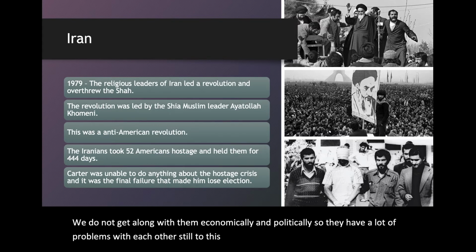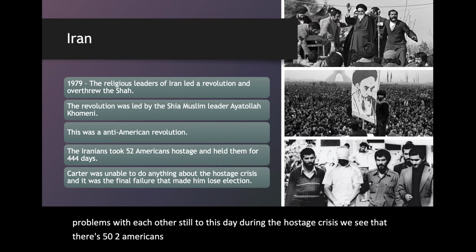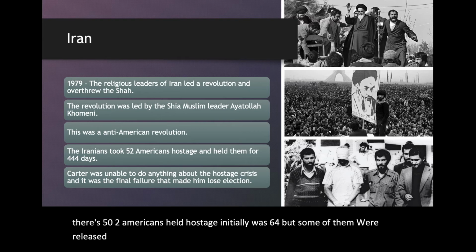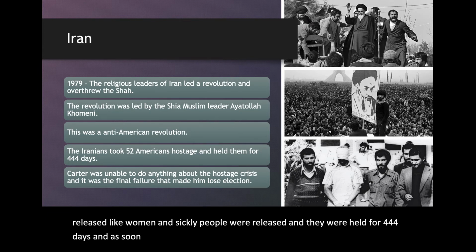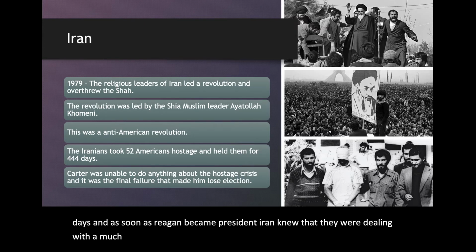During the hostage crisis, we see that there's 52 Americans held hostage. Initially, it was like 64, but some of them were released, like women and sickly people. And they were held for 444 days. And as soon as Reagan became president, Iran knew that they were dealing with a much stronger person that would probably wage unrelenting, horrible war upon him, and released all the hostages.